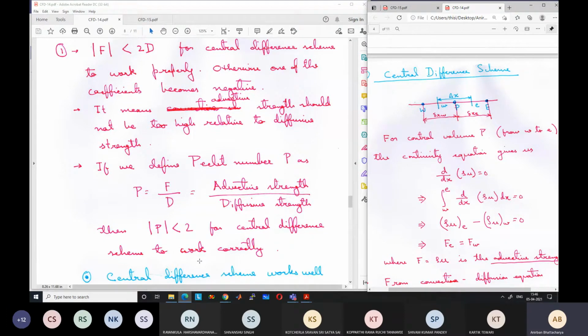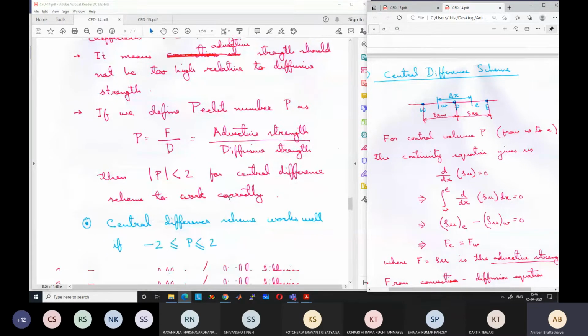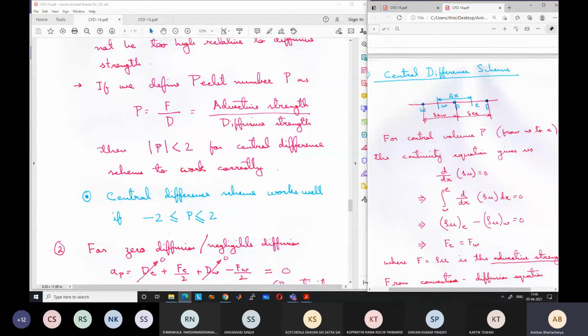If it is -5, meaning flow is very large in the negative x direction, then the central difference scheme will not work. If the Peclet number is a very large positive value, say P is equal to 10, it means that flow is very large in the positive x direction. Then also this scheme is not going to work. But if P is between -2 and 2, then the central difference scheme is going to work. So the central difference scheme works well if P is between -2 and 2.